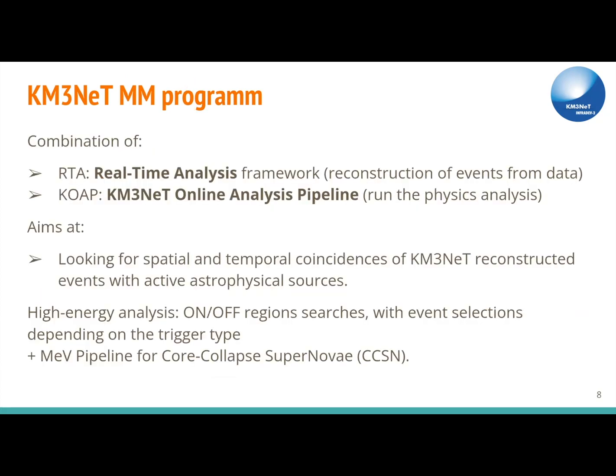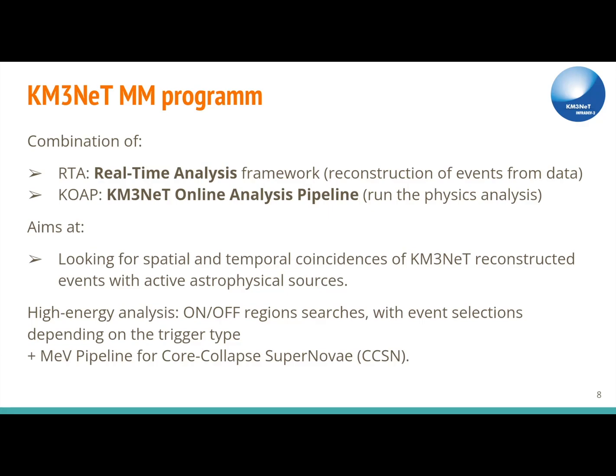So how are we doing this multi-messenger astronomy? First, we have to know that it is a combination of a real-time analysis framework. This RTF framework in KM3NeT is run to reconstruct the event as a track, as a shower, and to classify the event as a muon or as a neutrino. And then the output of this RTF framework is provided to the KM3NeT online analysis pipeline. And here we will run the physics analysis: point source analysis, gravitational wave analysis, core collapse supernova, etc.